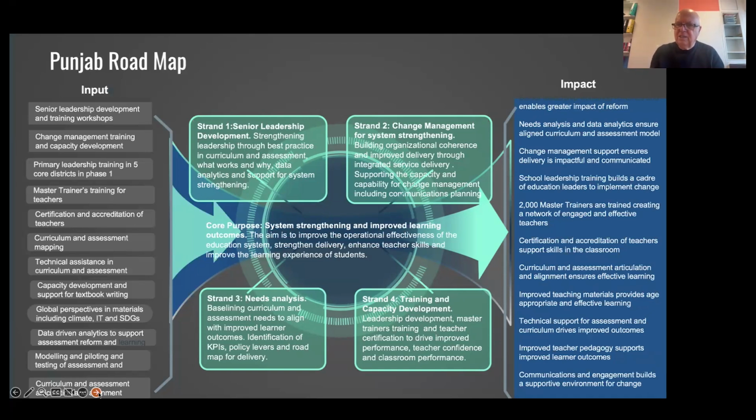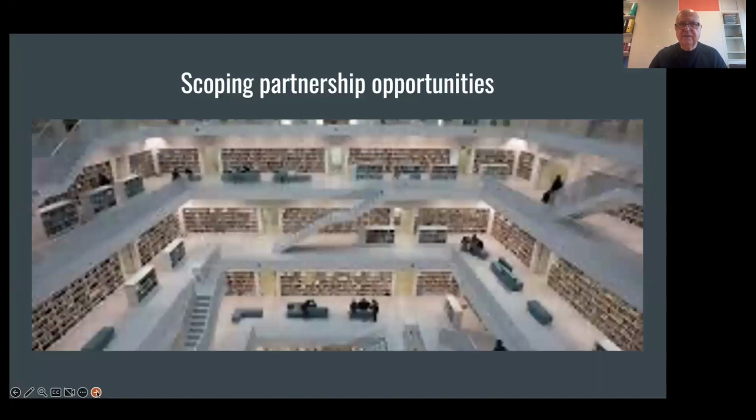So what this provides is a structure. Now, this is both a theory of change and a roadmap. There are lots of variations in this, but what it basically does is set out the problem, inputs, activity in the center, and impact. And actually, they're as simple as that.